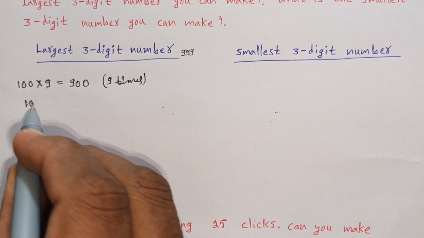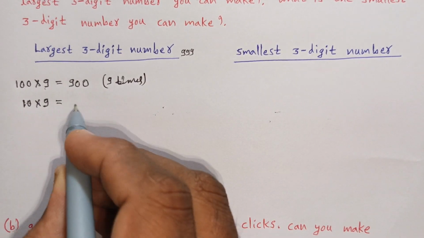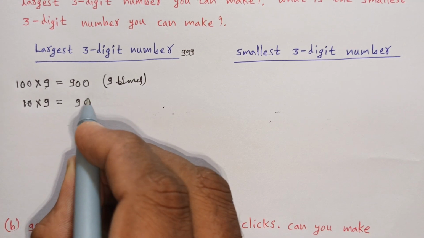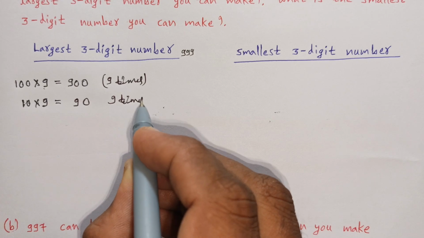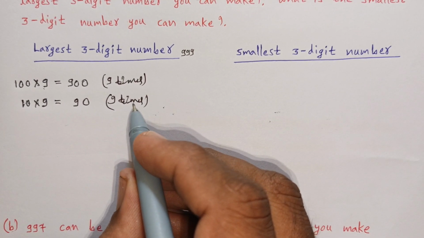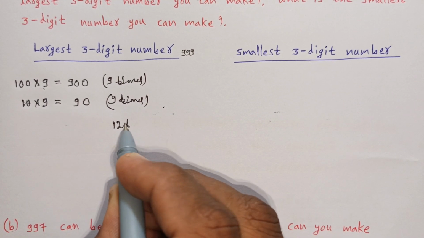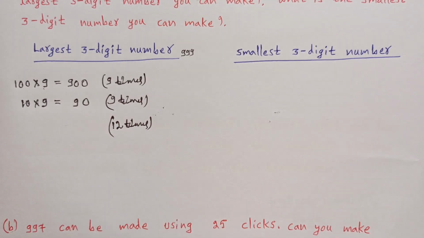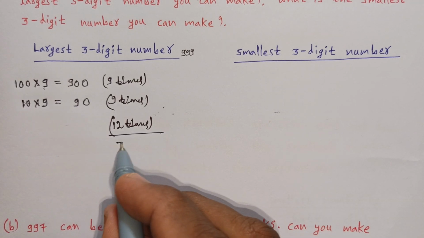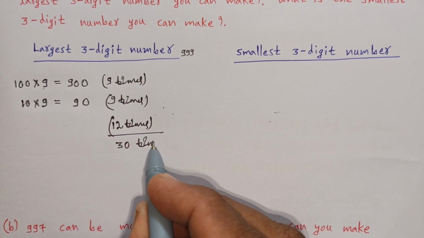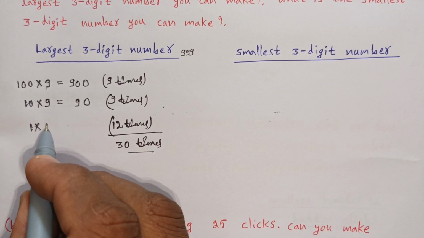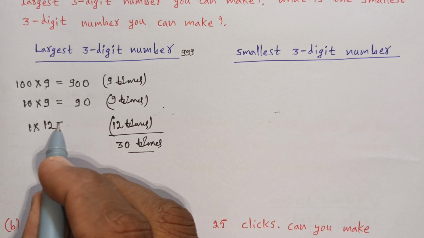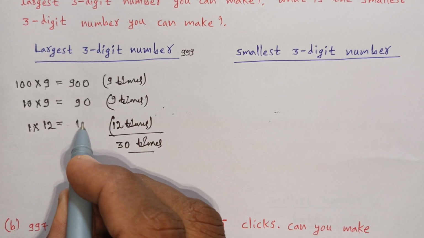Next 10 button I am taking 9 times. So I will get 90. So here also 9 times I have to press 10. So 9 plus 9 is 18. So 12 times are left out. Because total number of given times is 30. So altogether must be 30. Only 30 times we need to press the button. Next 1 into 12, because if I press the 1 button 12 times, I will get 12.